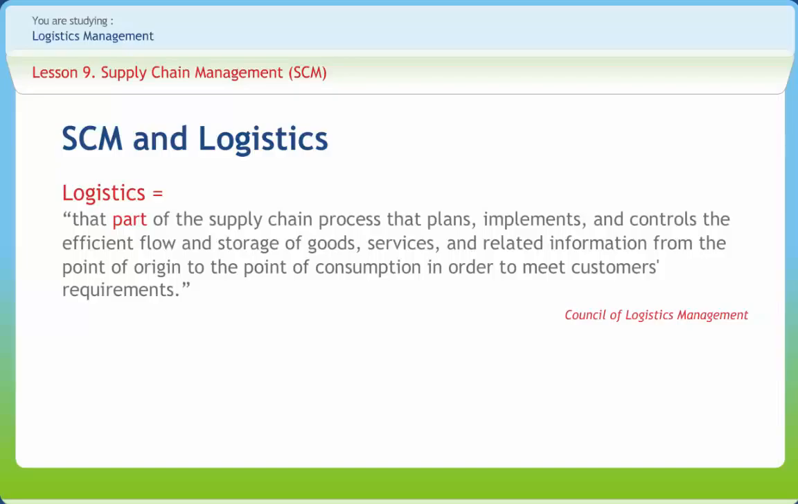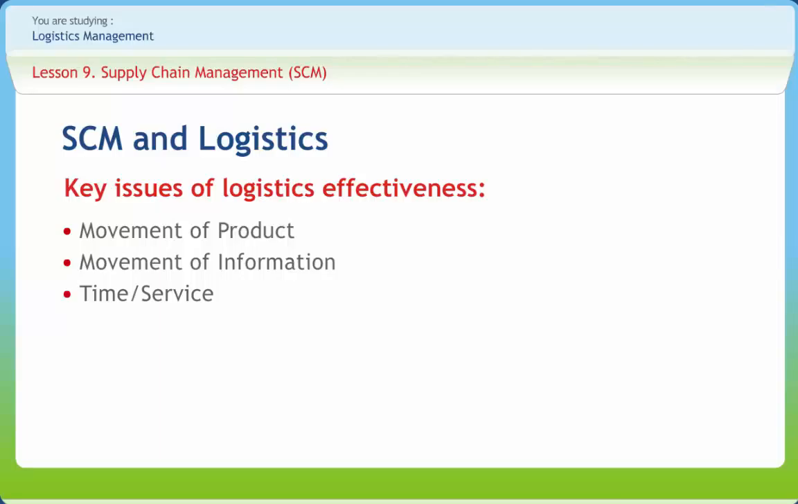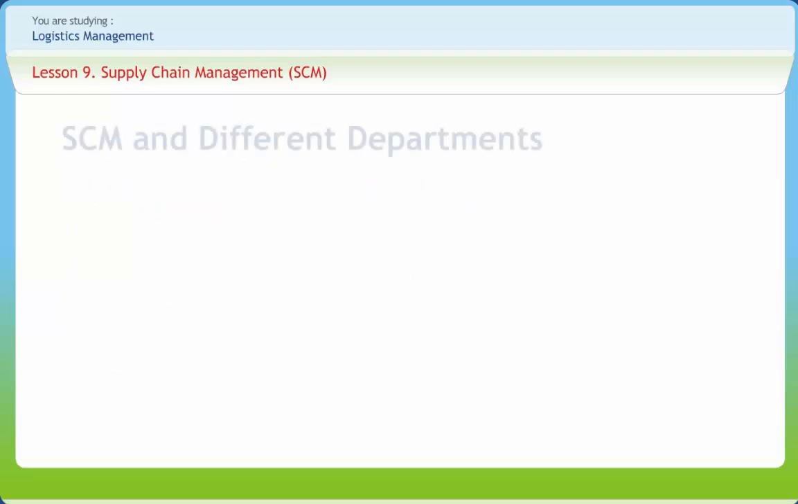Council of Logistics Management defines logistics as that part of the supply chain process which plans, implements, and controls the efficient flow and storage of goods, services, and related information from point of origin to the point of consumption in order to meet customers' requirements. Thus, the key issues of logistics effectiveness, which are core to supply chain management, are movement of product, movement of information, time or service, cost, and integration, both internal and external, both organization and system.